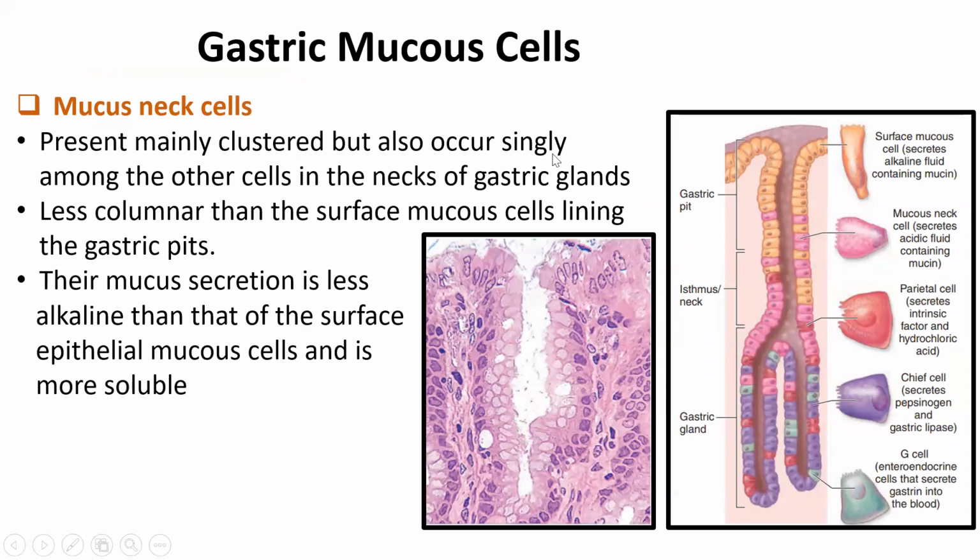The other cells are another type of mucus cells, called the mucus neck cells. They're a little bit different. Again, this is an illustration showing the mucus cells with the different types. You know, they give them different colors in here. So the mucus neck cells are those red ones. They are mostly present in clusters, next to other cells as well in the gastric gland. They are less columnar than the surface mucus cells, so that's why you can identify them. They're a little bit shorter, lower columnar in this case. And the mucus secretion is less alkaline than that of the surface epithelium cells. The surface epithelium cells are the ones actually making the protection.